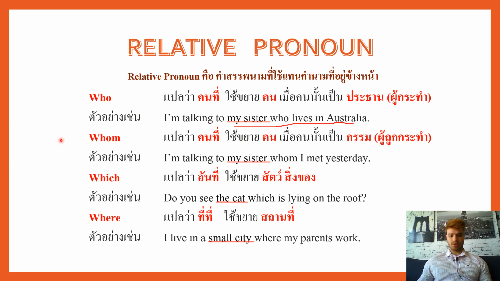Again, who, whom, which, where. Very easy, just don't be confused between who and whom. Who refers to people as a subject, okay, with the subject. Whom with the object. Which, things or animals. Where, places. Now let's move to the next.